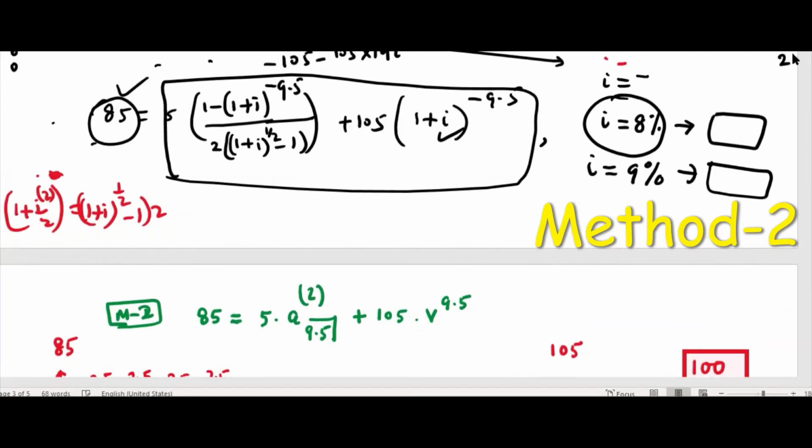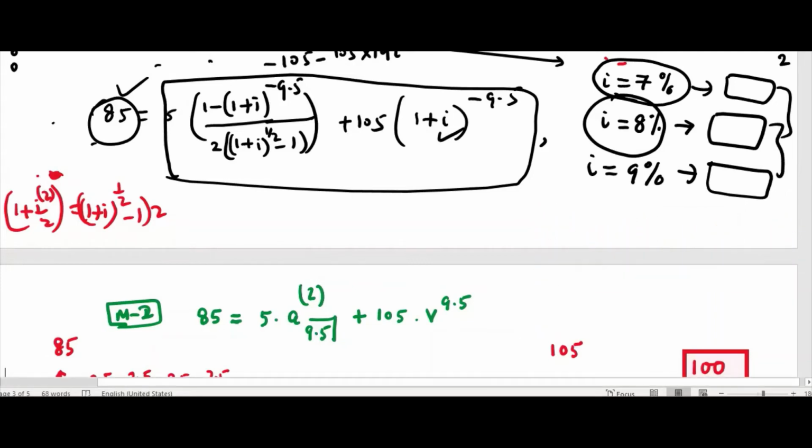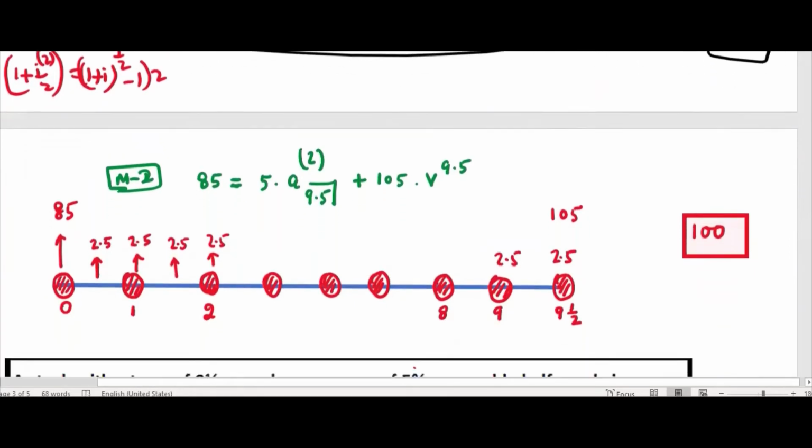I have to take 7%. Remember, things are inversely proportional. If you take less, then you get more, okay? That way you can try. So you can take any two here, these two or these two. Make sure that the two values are this way. One is more than 85, one is less than 85. You apply this one and do it yourself and try to get the answer.